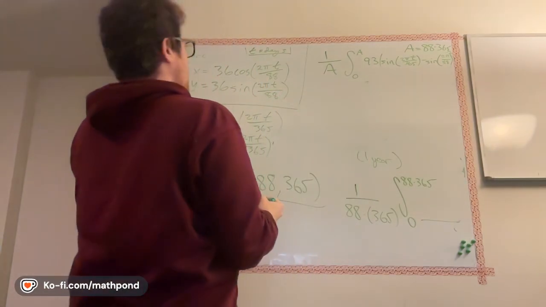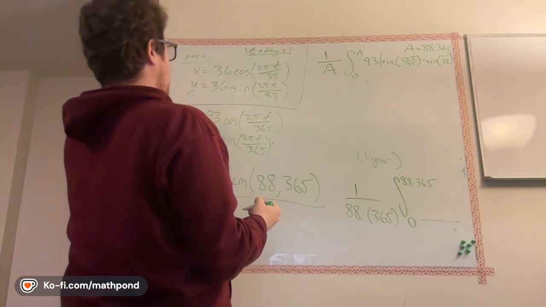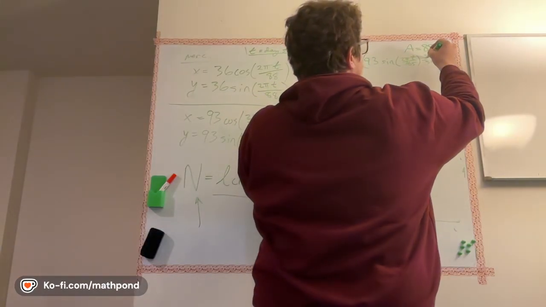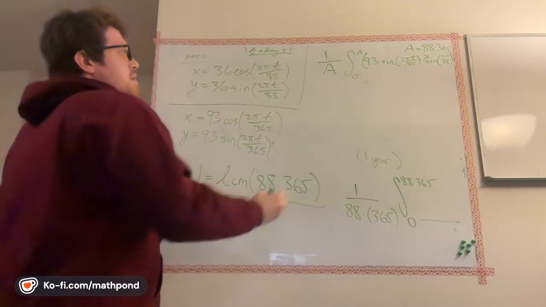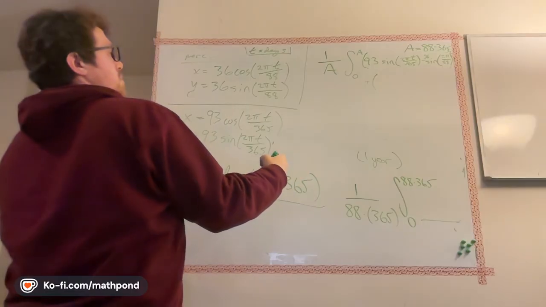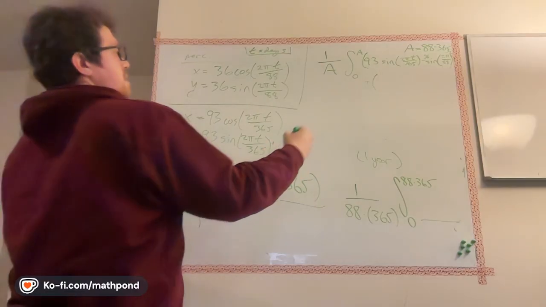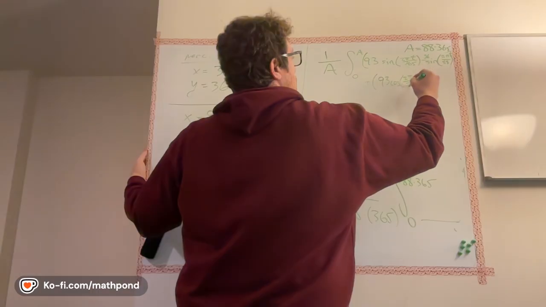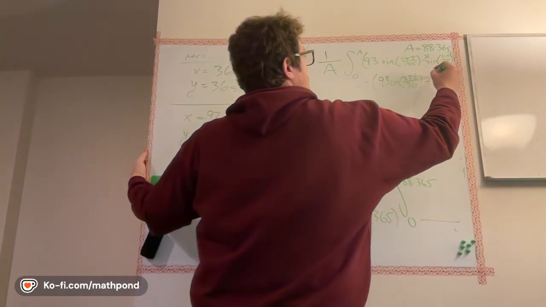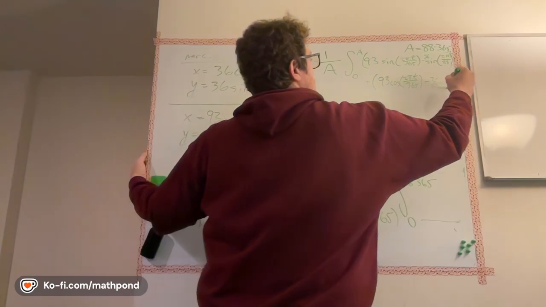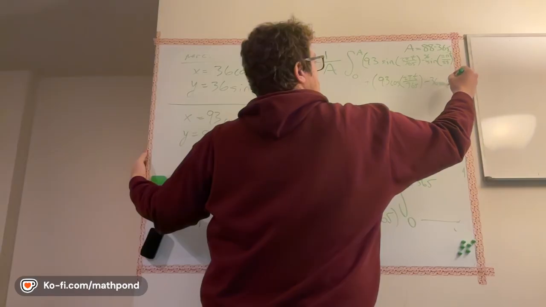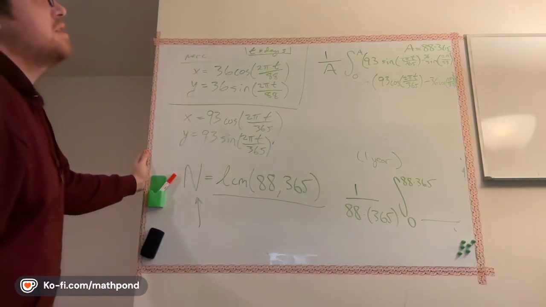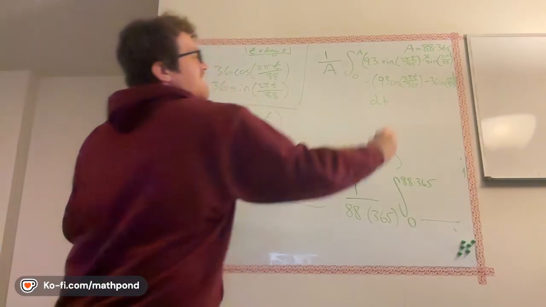Plus 93 minus 36 times the other sine, plus similar, squared, dt. The end.